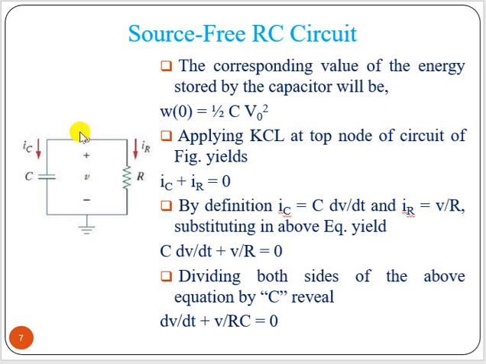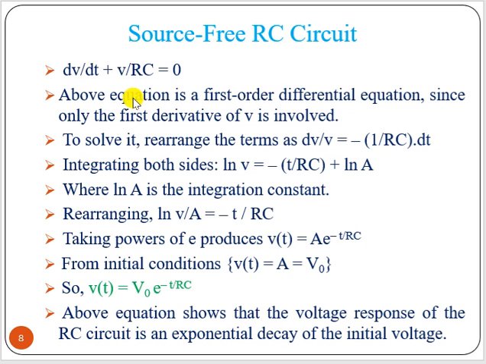The voltage across R and C is V. So we can write C dV/dt plus V by R equal to 0. Now if we divide both sides by C, we get dV/dt plus V by RC equal to 0. This equation is a first order differential equation, because we have the dV/dt term. Since the first derivative of V is involved. If we had the second derivative, d squared v by dt squared, then that would be second order. That we will see after some lectures for the RLC circuit.